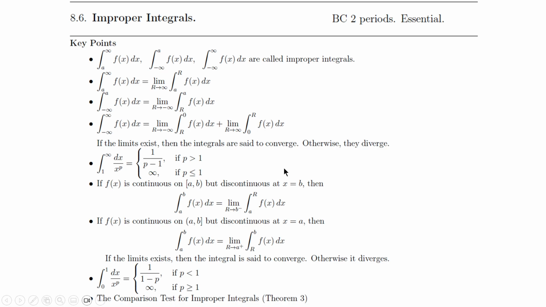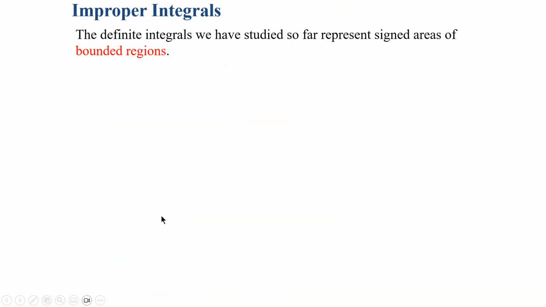Okay, now 8.6. Wow, there's a lot of key points right here. So instead of spending 20 minutes going over every key point right here, let's just make sure these are put clearly into this lesson. And let's move on to improper integrals. So improper integrals. The definite integrals we have studied so far represent signed areas of bounded regions.